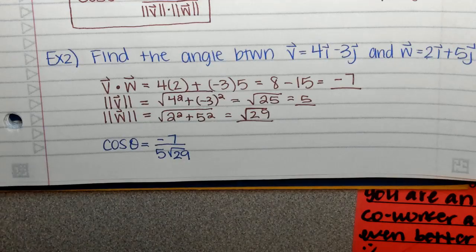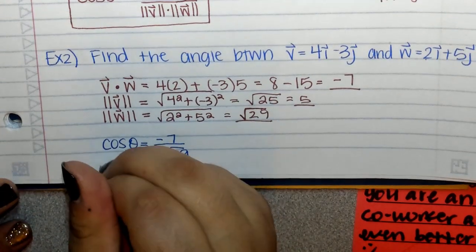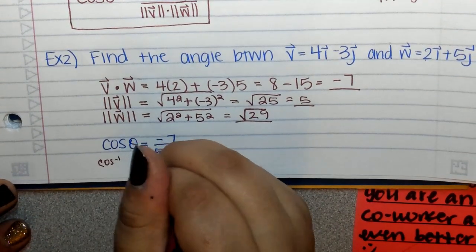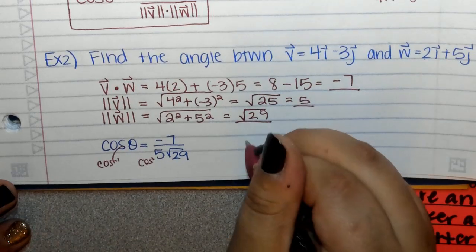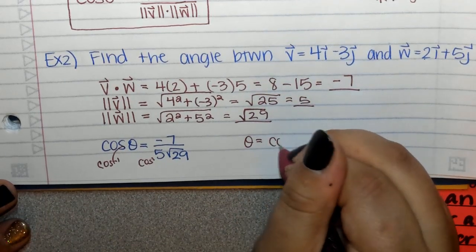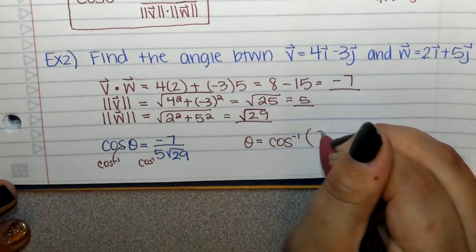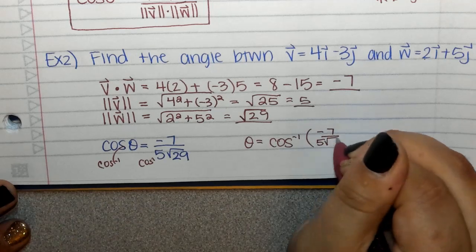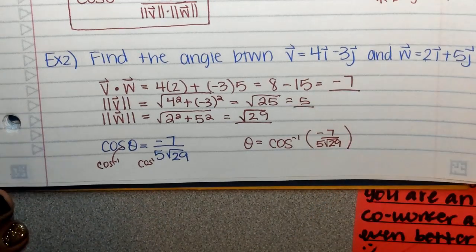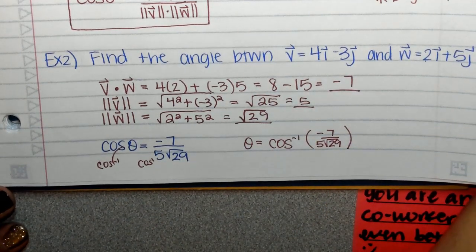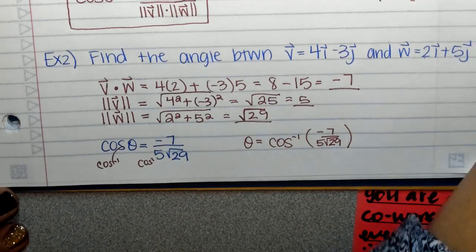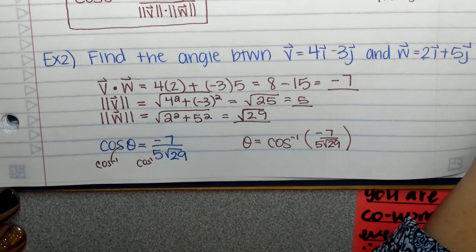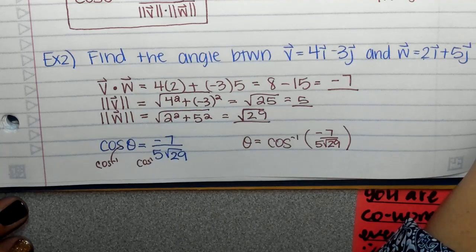So what is our actual next step? Inverse trig, inverse cosine to find theta. So theta is the inverse cosine of negative 7 over 5 square roots of 29. You could rationalize. There's absolutely nothing wrong with it. You just don't need to.